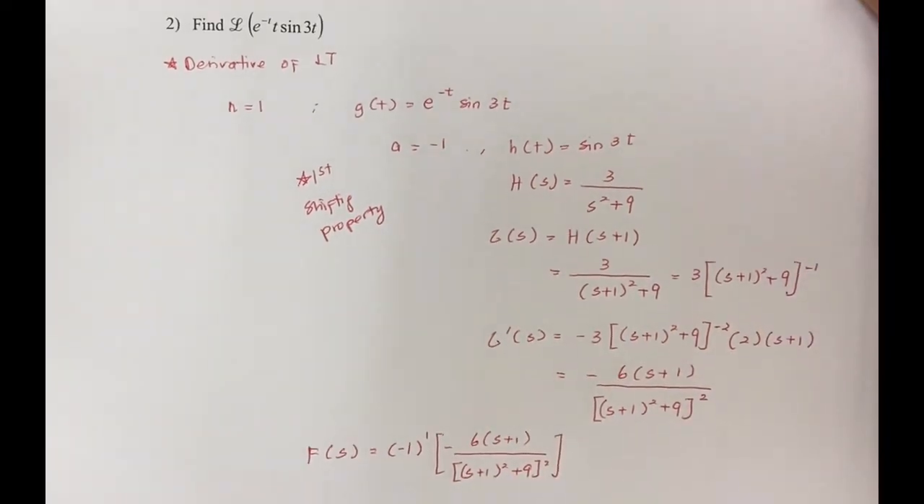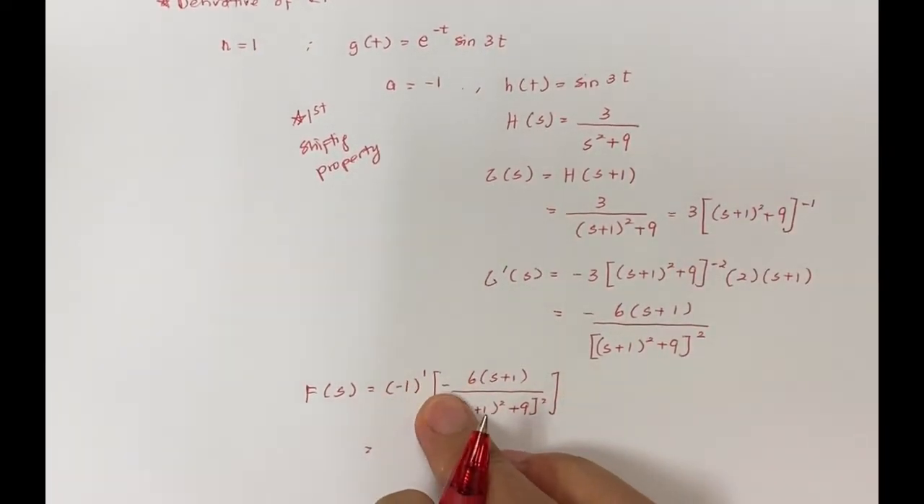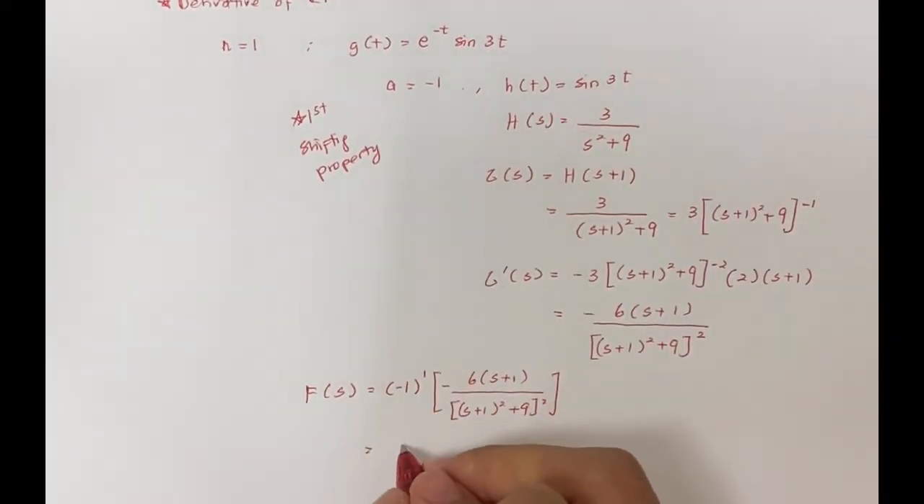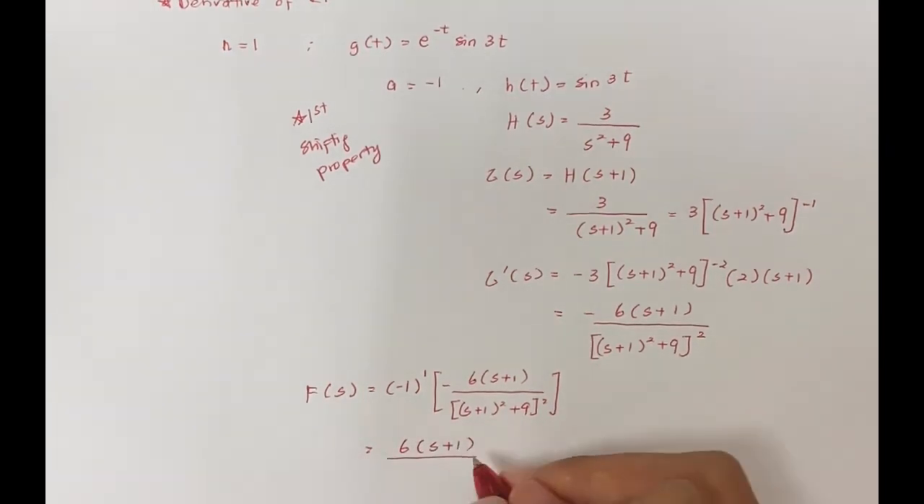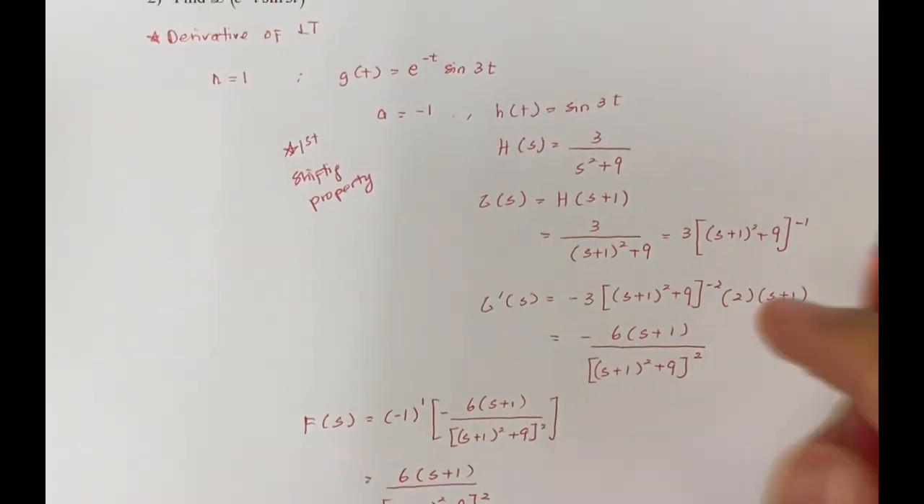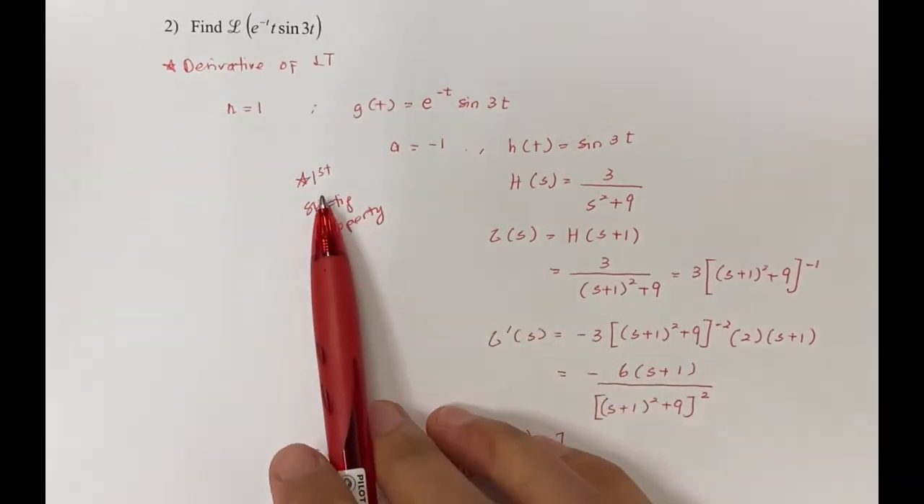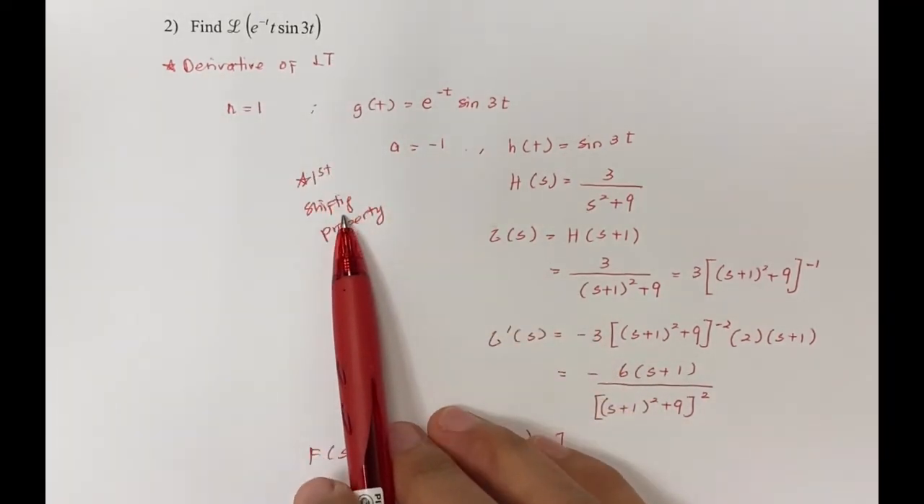Negative 1 to the power of 1 is equal to negative, so negative times negative will be positive. So the final answer is 6(s plus 1) over ((s plus 1) squared plus 9) squared. Okay, that is the Laplace transform using the derivative of the Laplace transform and then continuing with the first shifting property.